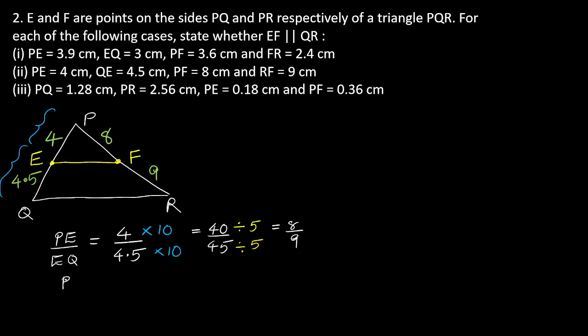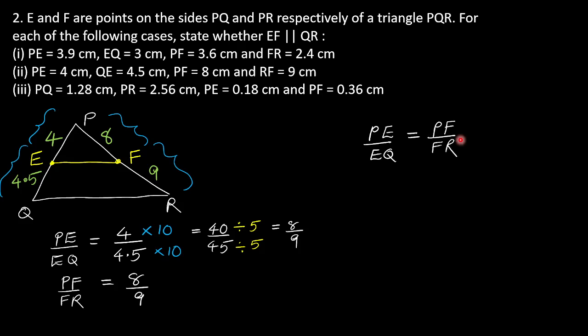Now the right side ratio will be PF by FR. In the same pattern I am taking the right side ratio PF by FR. PF is 8, FR is 9. So I got the left side ratio and right side ratio are equal. Left side ratio 8 by 9. The right side ratio also 8 by 9. Understood. So EF is parallel to QR.